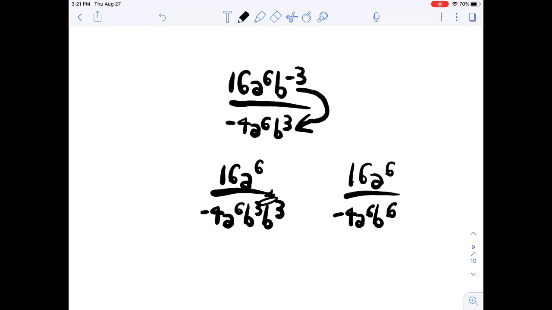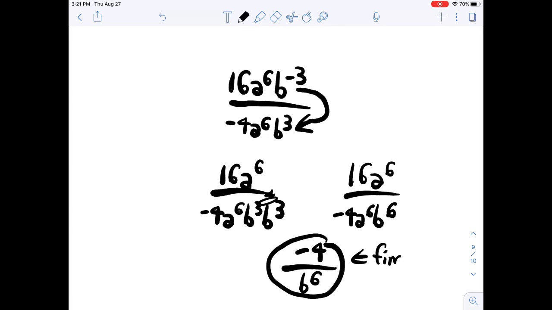And from here, we can subtract the exponents on both of these a's, and we can divide 16 by negative 4 to get negative 4. So negative 4 over b to the power of 6. 6 minus 6 is 0, so a to the power of 0 equals 1. So we don't need to write any a there. We're just left with negative 4 over b to the power of 6. This is the final answer.